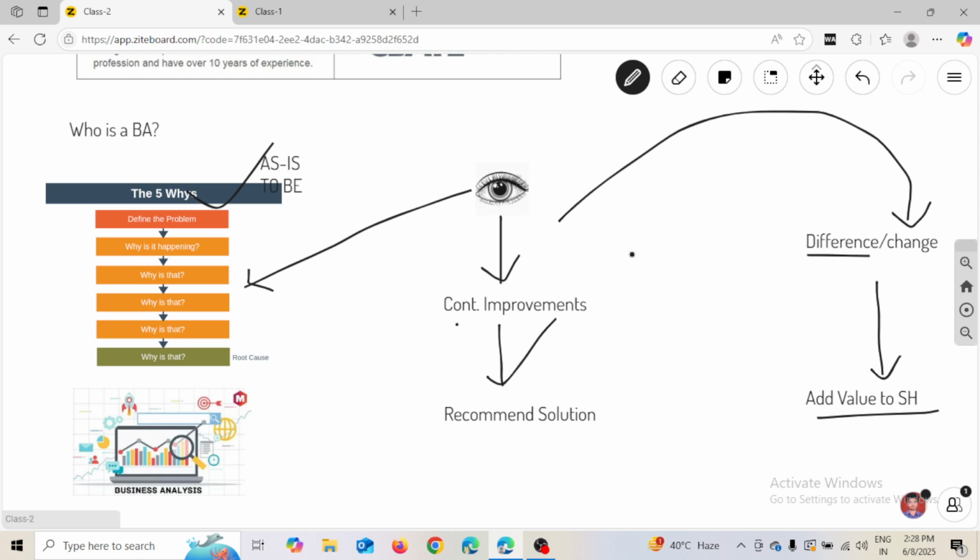So from here, according to me, what we have currently learned is that a business analyst is someone who closely looks at the current process, right, and continuously looks out for improvements, suggests some solutions that enable some change and that add some value to the stakeholder, right? I hope you agree with me, and I hope you understood what I've said.